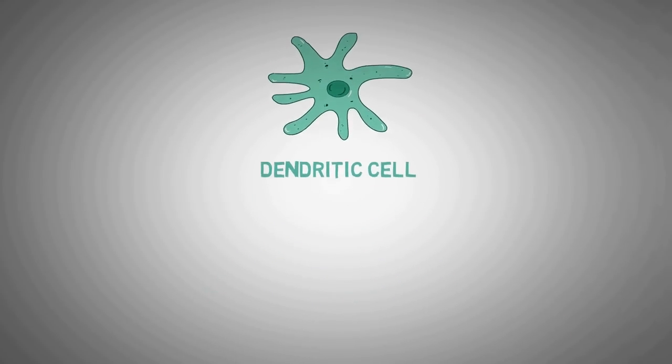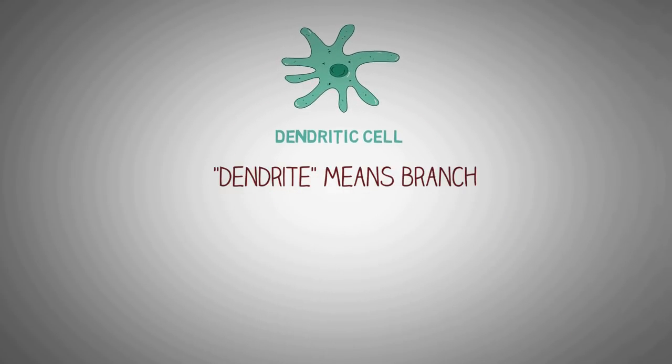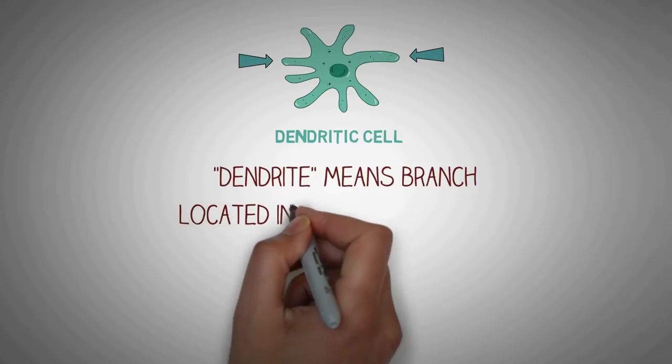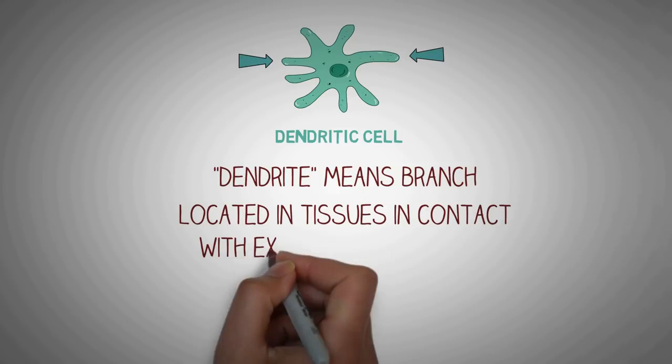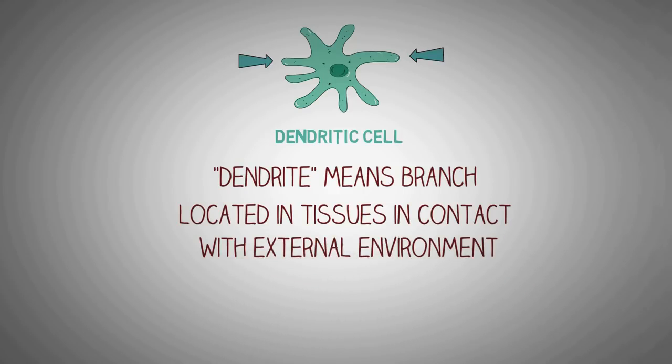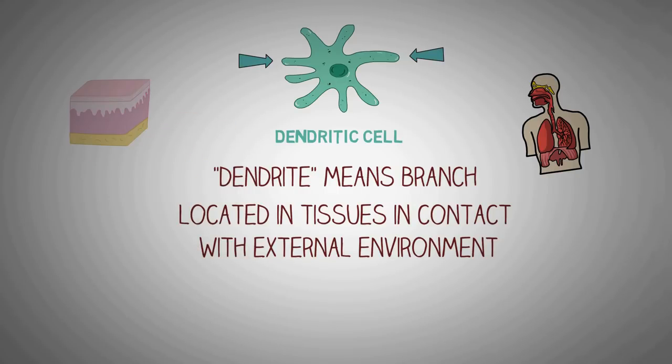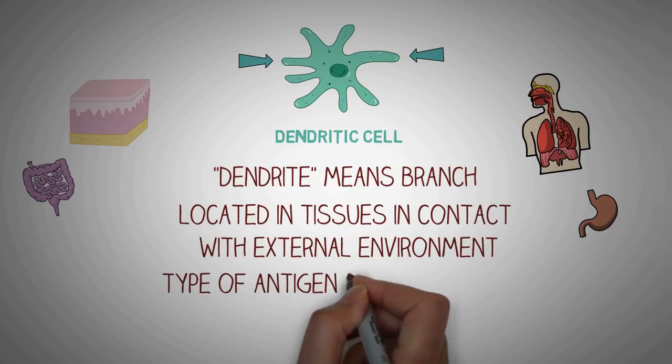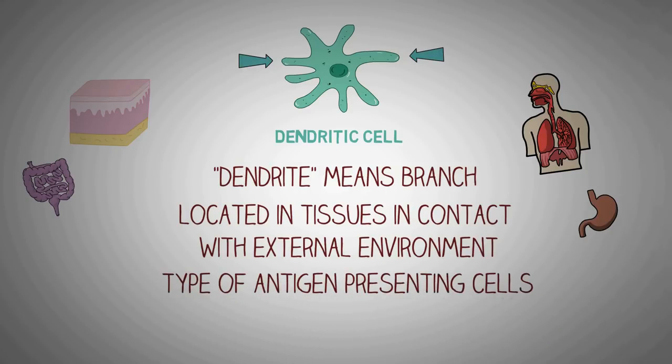The word dendrite means branches, and these cells are known as dendritic cells because they have branch-like projections. Dendritic cells are present in those tissues that are in contact with the external environment, such as the skin and the inner lining of the nose, lungs, stomach, and intestines. The dendritic cells are a type of antigen-presenting cells.